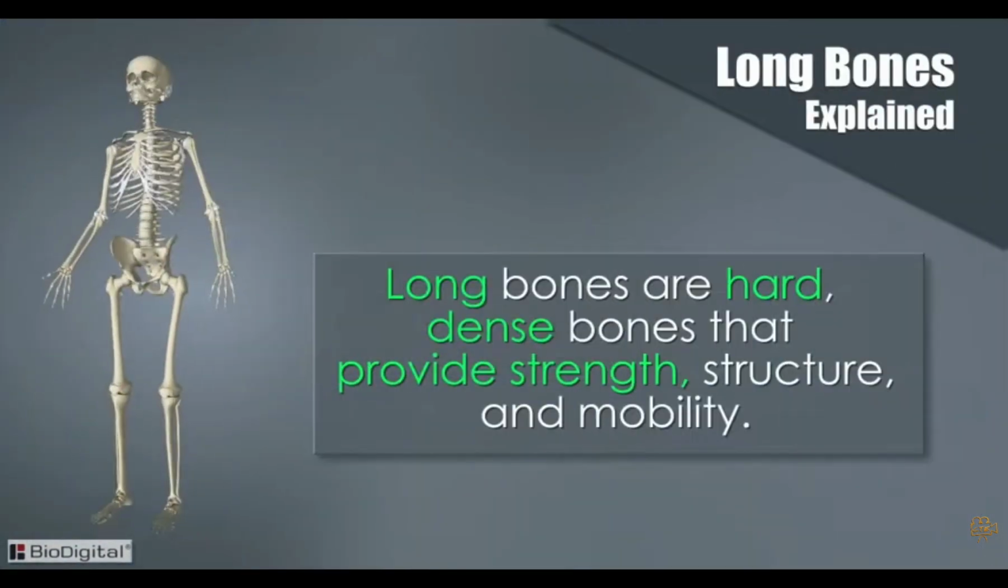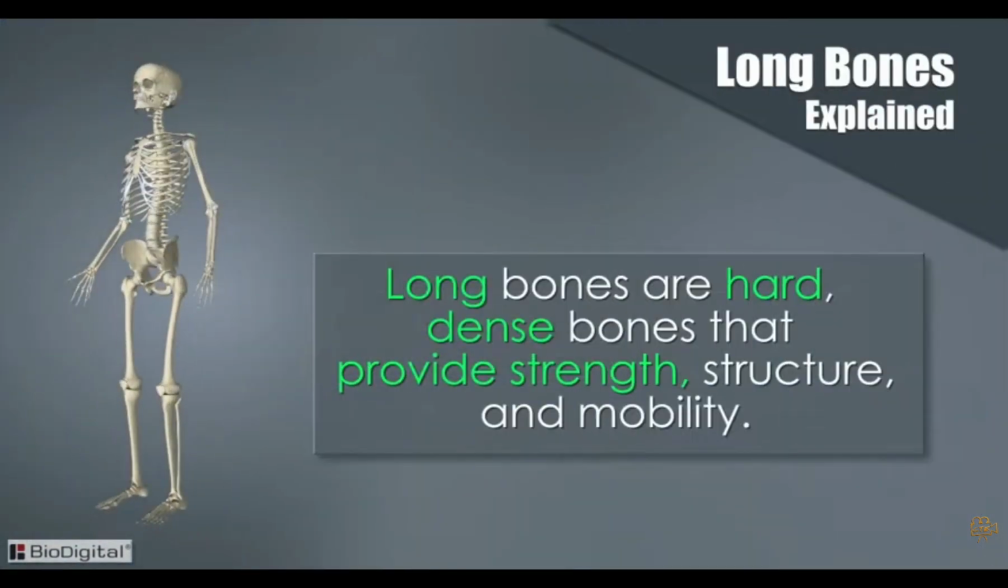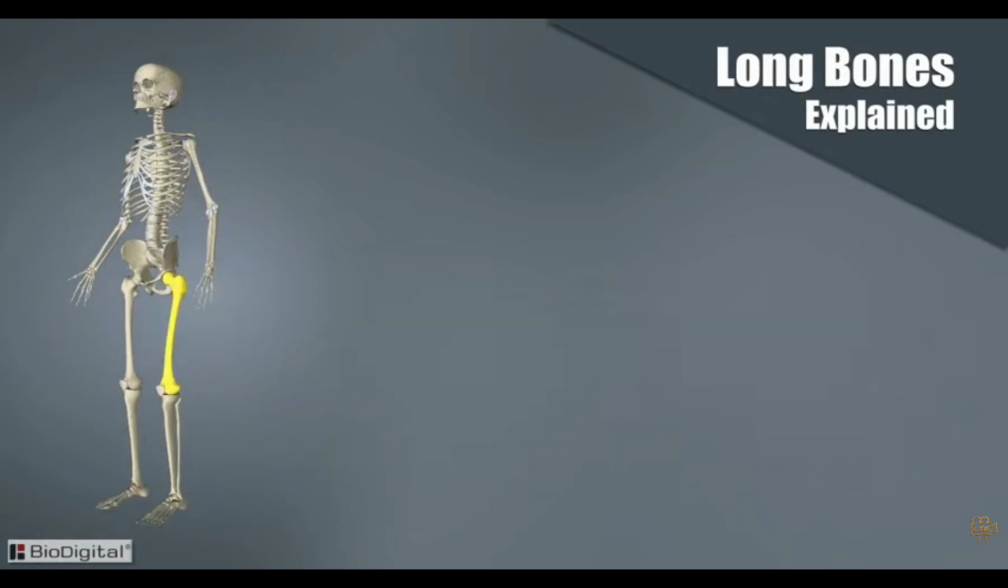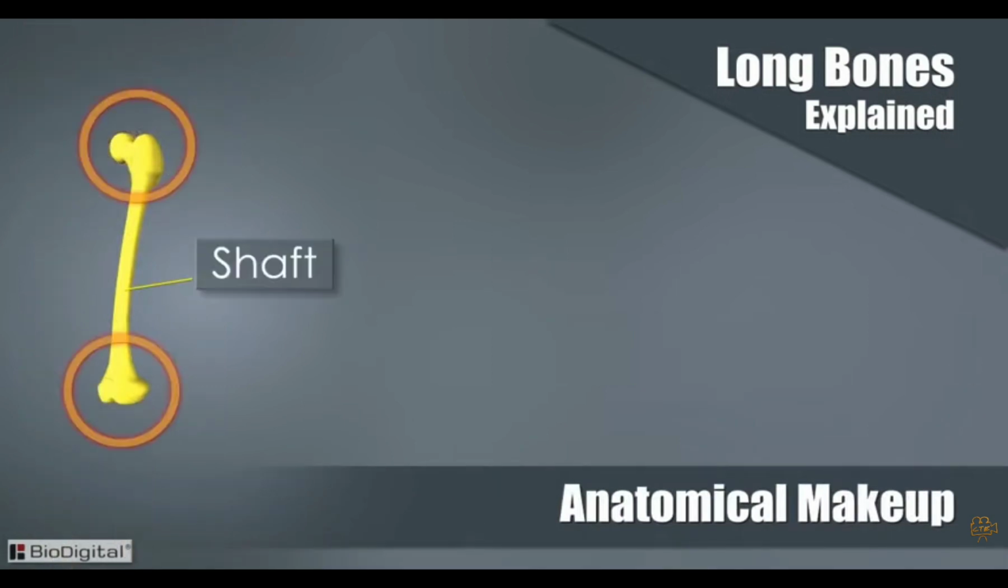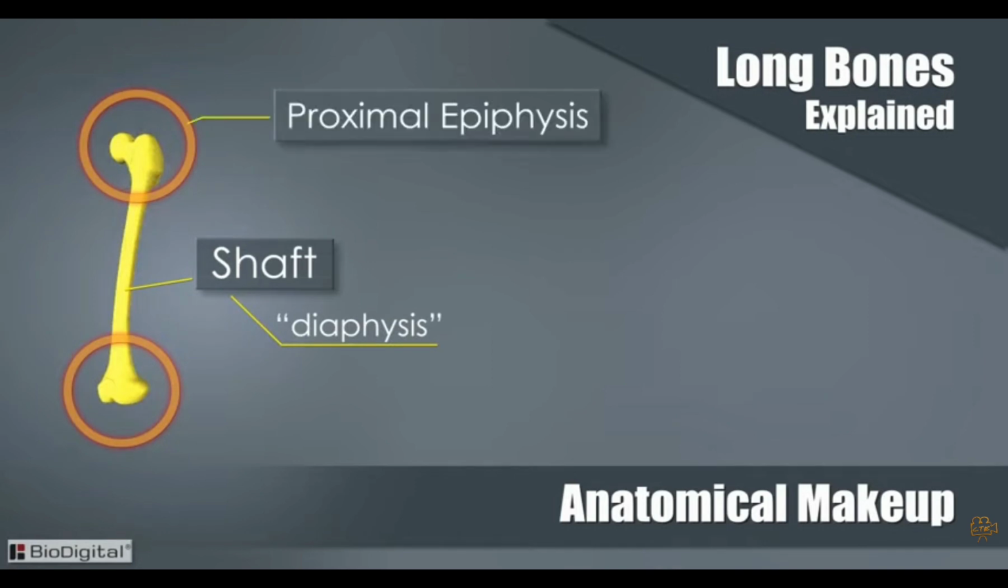Long bones are hard, dense bones that provide strength, structure, and mobility. An example is the femur, or thigh bone. Here's the anatomical makeup of a long bone. A long bone has a shaft and 2 ends. The shaft is known as the diaphysis, and the 2 ends are called the proximal epiphysis and the distal epiphysis.